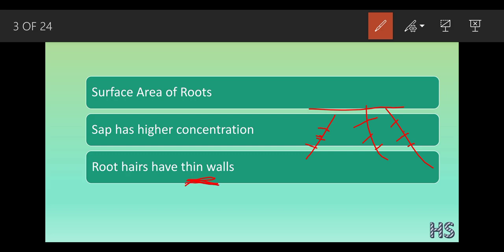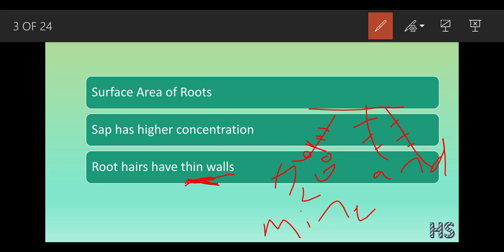The main point is that they have thin walls so that they can absorb water and minerals. Because their walls are thin, these root hair cells can easily absorb the water molecules as well as the mineral molecules, so that the plant can transport this water and minerals through each and every part of the plant.